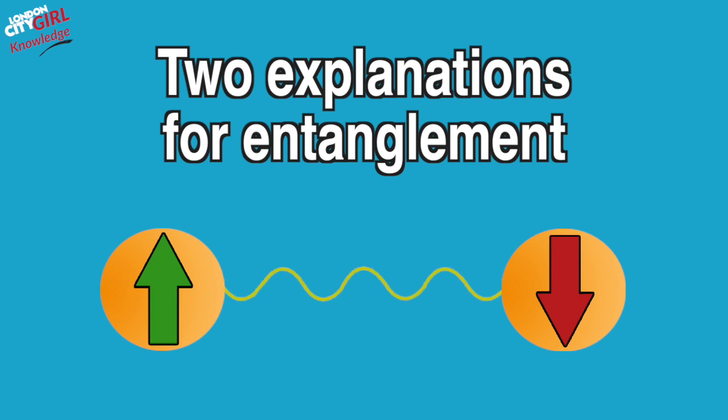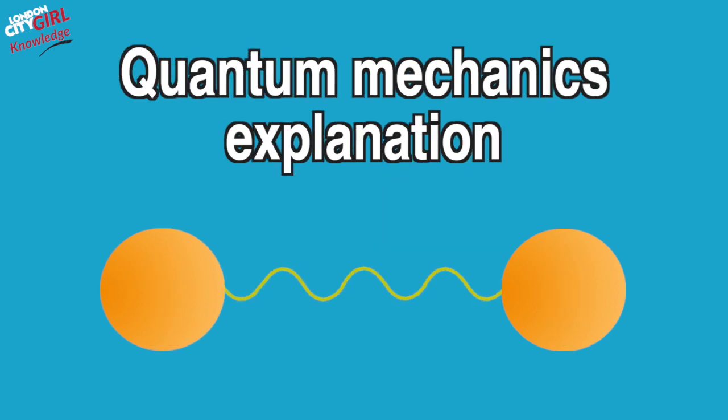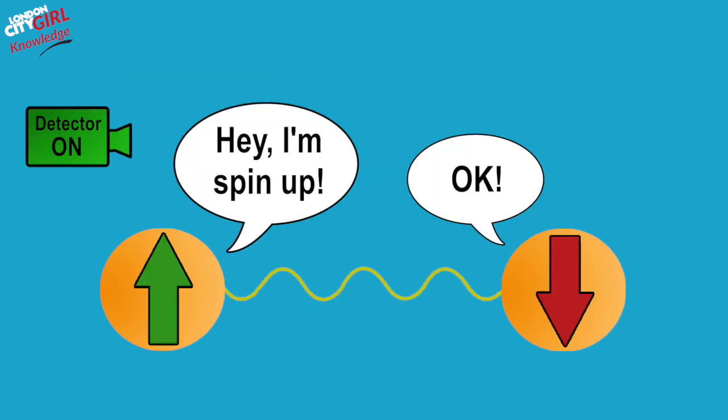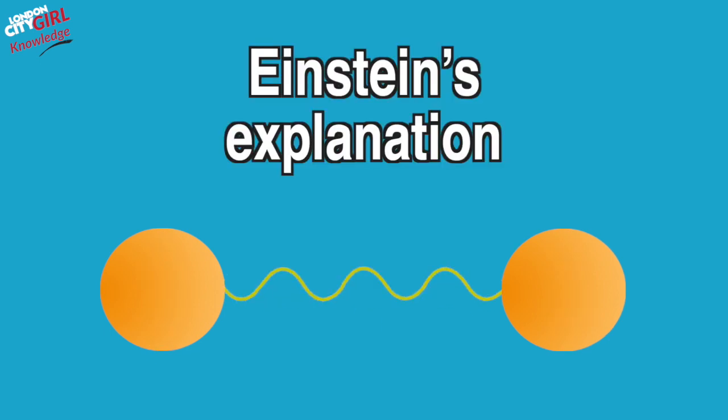2 explanations for entanglement. Quantum mechanics explains the behavior of entangled particles by saying there seems to be some sort of instantaneous communication that happens when one particle's spin is measured, which causes the other particle to take on the opposite spin. Einstein offered up an alternative explanation. He said that during the entanglement process, it was decided by the particles what spin they would have in all axes to ensure that they always had the opposite spins to each other.